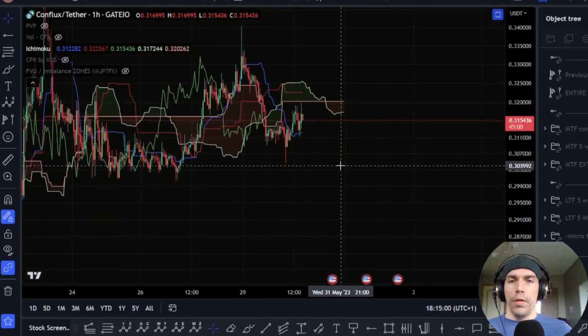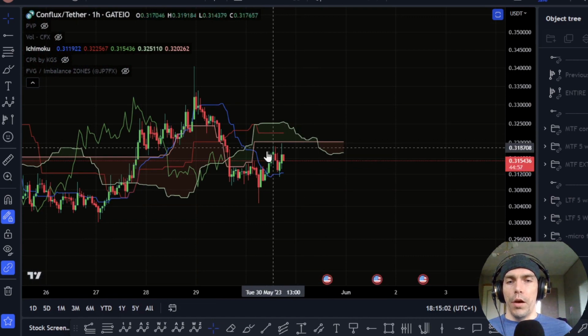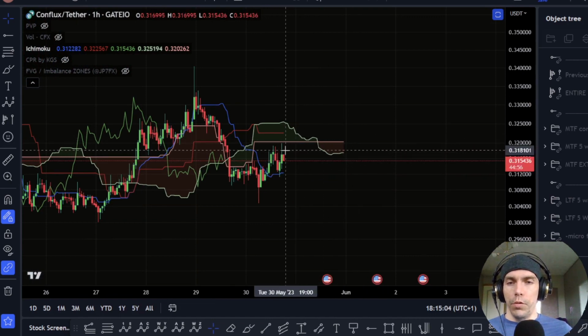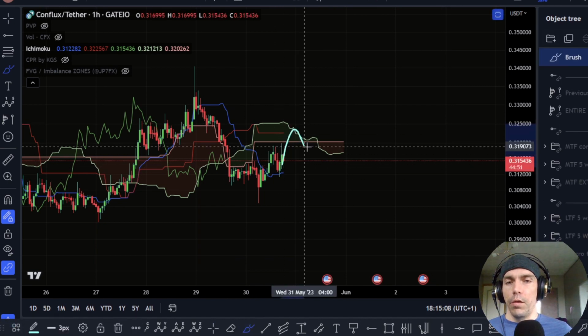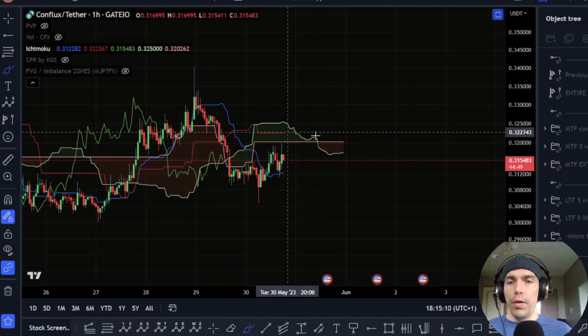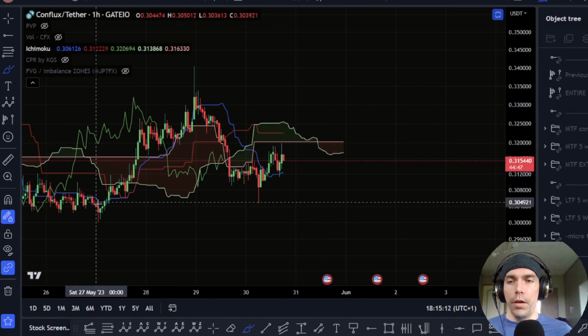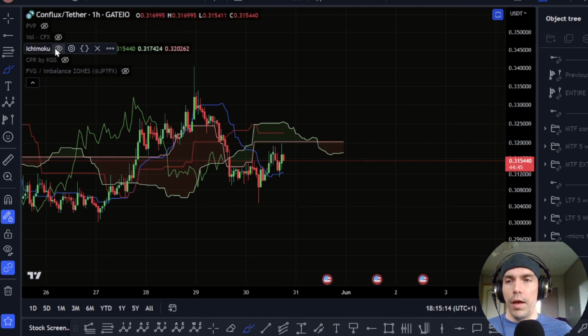Looking at the Ichimoku cloud here on the 1 hourly, we can see that we are starting to lose this and are starting to turn red. It is still very thin, so it is quite easy for price to move through this, but the thicker the cloud gets, the more likely it is that we will get rejection within that zone.